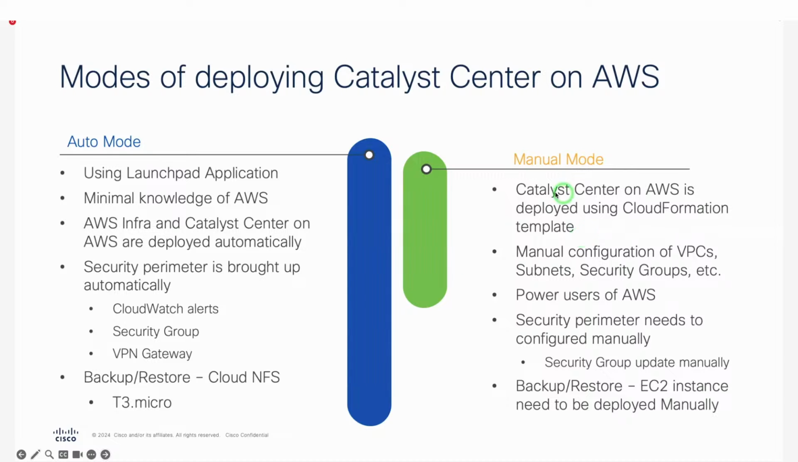Now, if we go to the manual mode, it will use the CloudFormation template. You will need to have all the other components created in advance, as we mentioned: the VPC, security groups, all your subnets, everything that is needed to create any EC2 instance. You will need to do that in advance. You will deploy this CloudFormation template with a file that we have available for you on Cisco.com as well. So all the manual configuration takes some extra time.